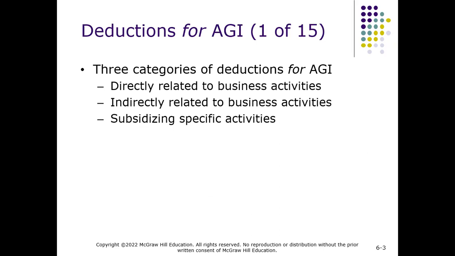Okay. Deductions for adjusted gross income can be put into three categories. Now, you probably have had an individual income tax class, and so you probably are familiar with these already. Some are directly related to business income. Some are indirectly related to business income. And then we have some that are subsidizing specific activities. So we're going to take a look at each group. You can see that we're going to have 15 slides.